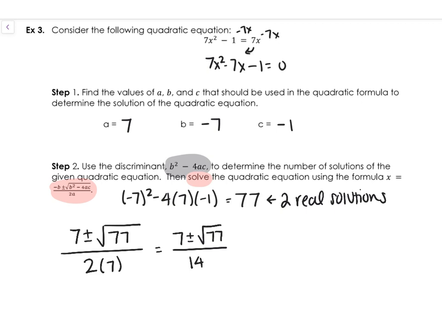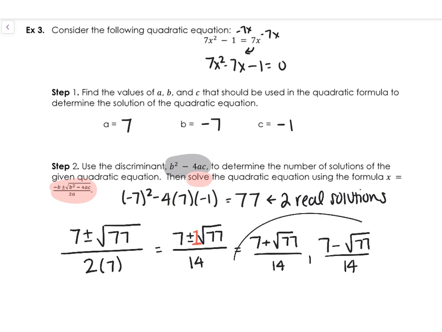With this, a common mistake is to go and cancel the 7 and the 14. You cannot do that because 7 is touching addition and subtraction. The only way you can cancel is if you have a number that is factored all the way out. And here, I have a 1. I can't factor out anything from 7 and 1. So my final answer is 7 plus the square root of 77 over 14 and 7 minus the square root of 77 all over 14. And that is what you would type into Hawks.